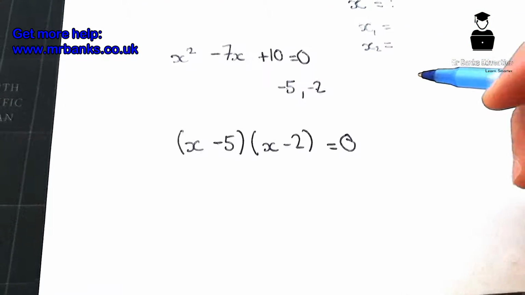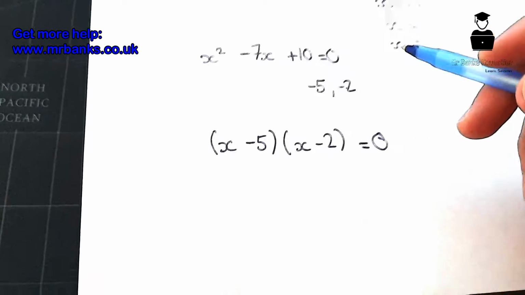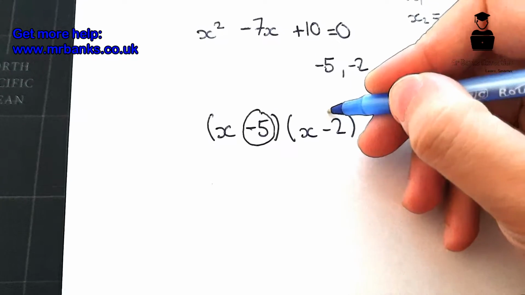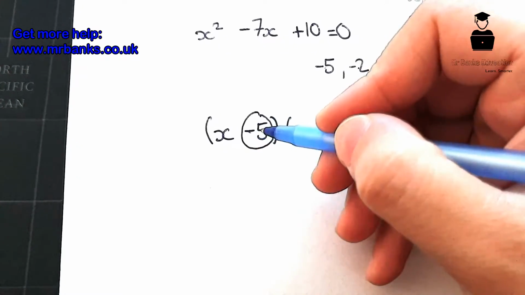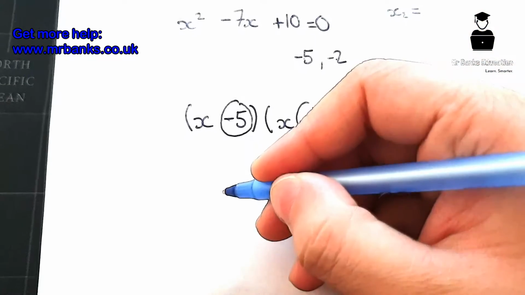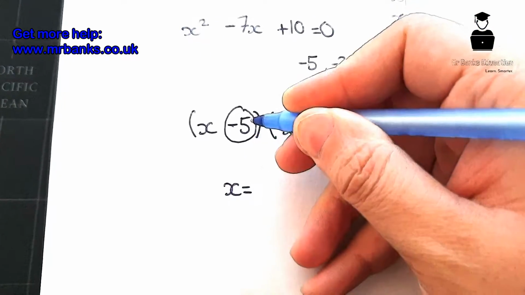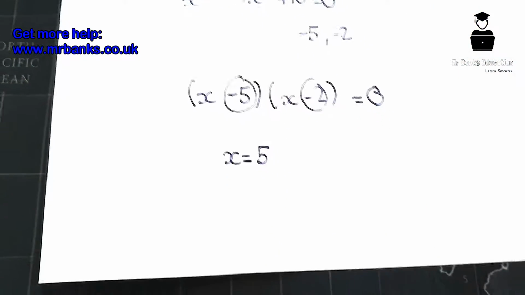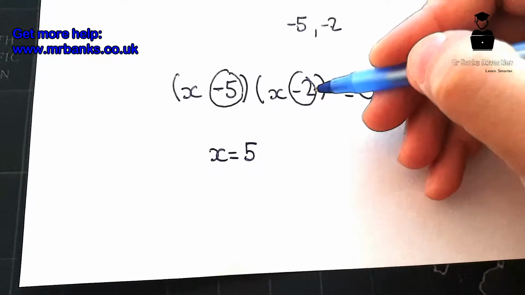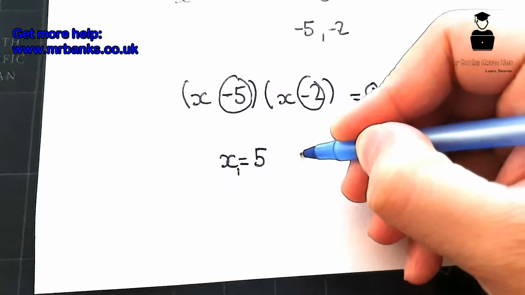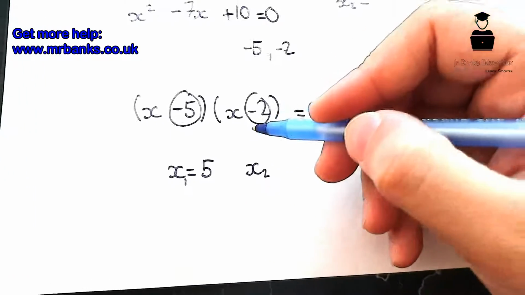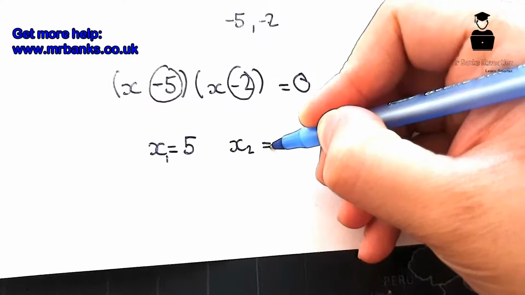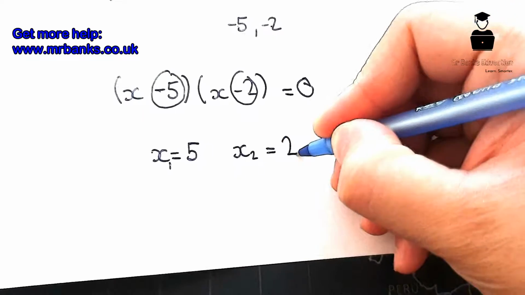So to find out what our x1 and x2 is, it's quite simple actually. These numbers inside the brackets, just take the opposites of those. So opposite in terms of the sign. Okay, so the first x is going to equal positive 5. Here it says negative 5, it's going to be positive 5. Okay, and in this bracket here, so that's our x1, and our x2, it says here negative 2, that's going to be positive 2.